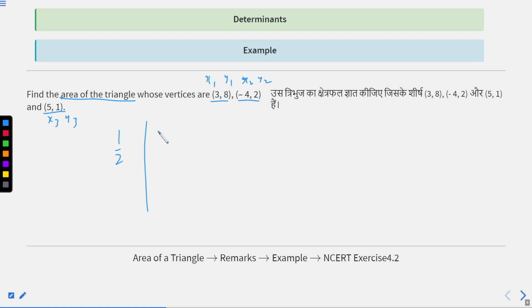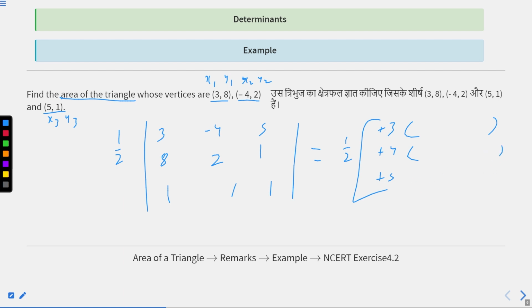So I'm going to write in this form: x1, x2, x3 in the first row, y1, y2, y3 in the second, and 1, 1, 1 in the third. Just use this. This will be plus 3, plus 4, because of minus and minus 4, you will have plus 4, and plus 5. Simple. This will be 1. Now bracket, bracket and bracket. So far, so good.